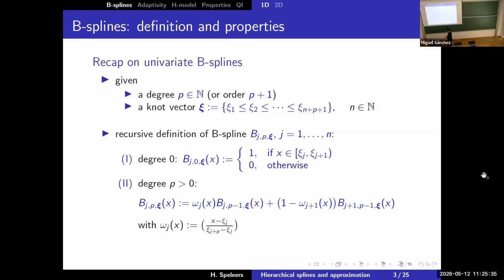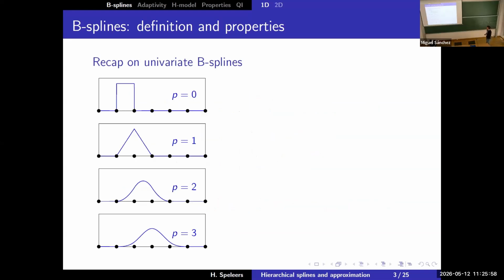B-splines can be simply defined using a recurrence relation, where we define a B-spline of degree p in terms of two B-splines of degree p minus 1. And to start this recurrence, a B-spline of degree 0 takes the value 1 on one interval and 0 outside. So that's a quite simple definition. And then here you see some pictures of B-splines of different degree.